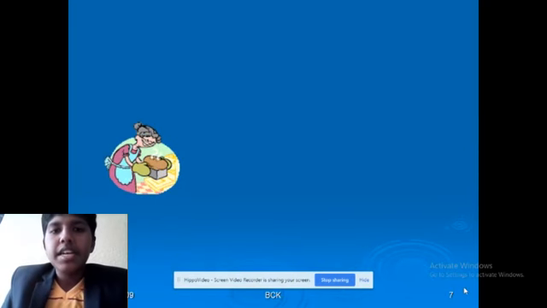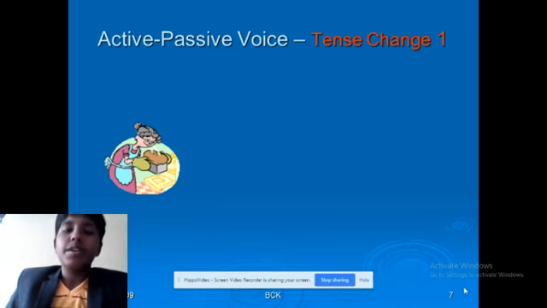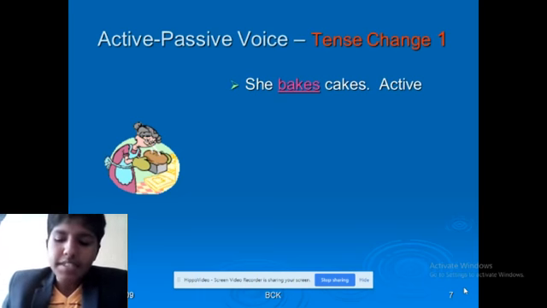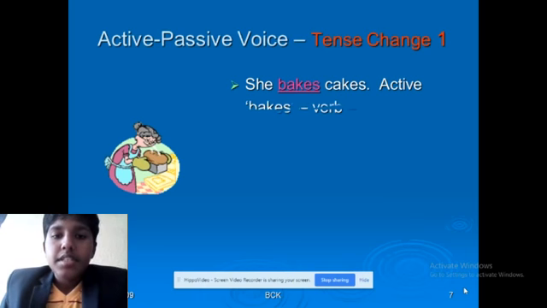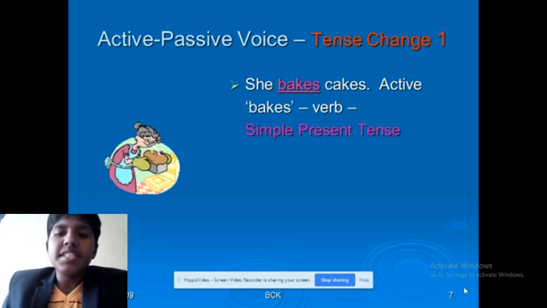And next is the change in tenses 1. She bakes a cake. This is in the active voice, and you can also see that this is in the simple present tense. Bakes is the verb, she is the subject, and cake is the object. So it is in the simple present tense.